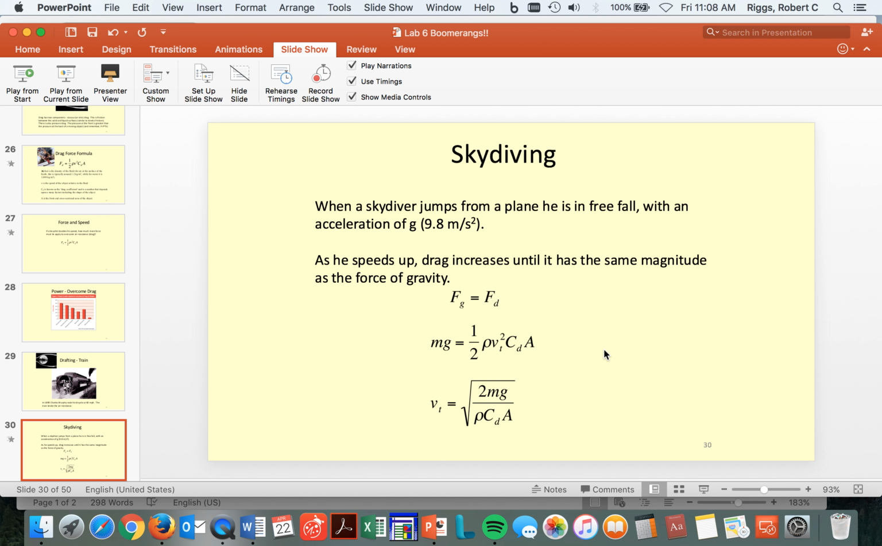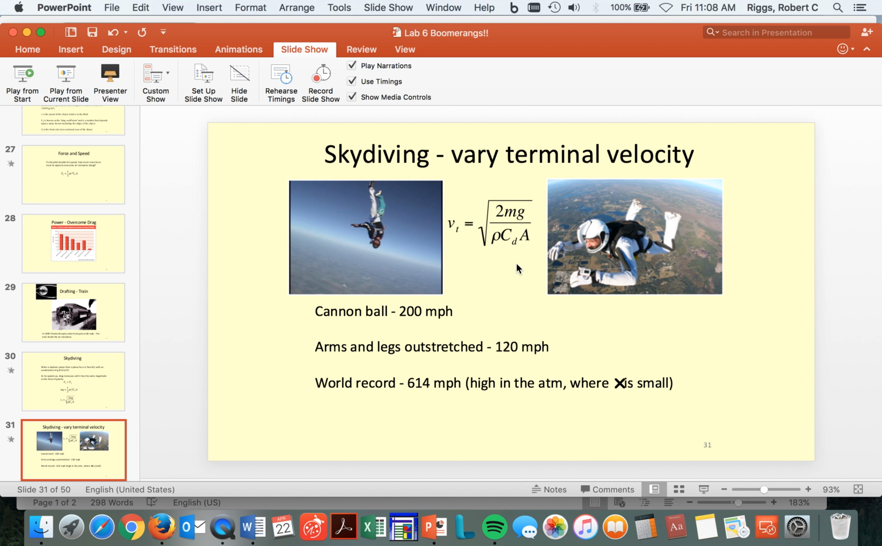As his speed builds up, the drag increases until it has the same magnitude as the force of gravity. At that point the forces are balanced, and the velocity is constant, so the velocity does not increase anymore, because gravity is an accelerant. So you have these two things equal to each other, and the terminal velocity of a human being is the square root of 2mg over the density of air, which is what rho is, times the coefficient of drag times the surface area. If you make the surface area small, if the surface area hitting the air is just your head, then it's 200 miles an hour.